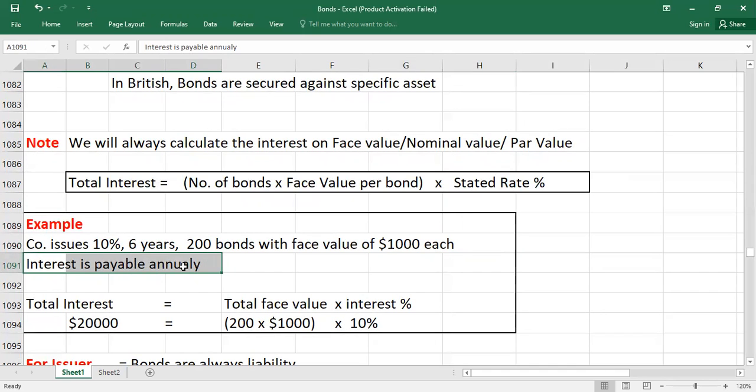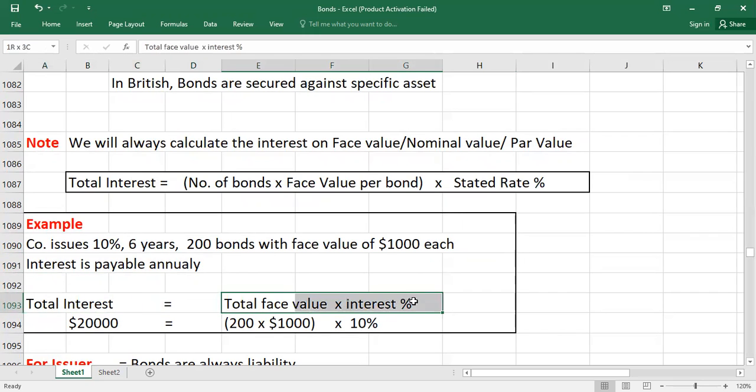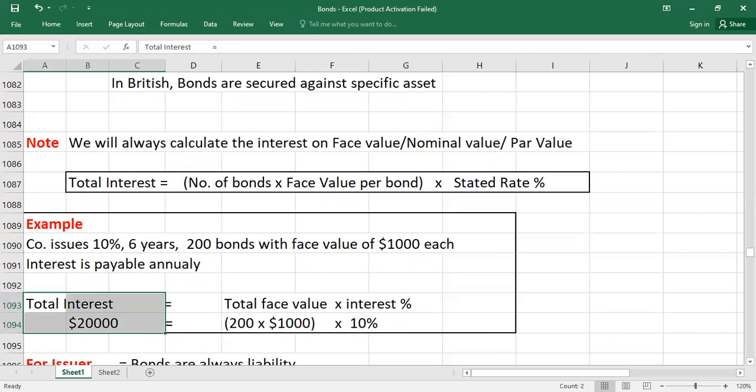So if interest is payable annually, how can we calculate the interest? Simply, we need total face value multiplied by interest percentage. To calculate the total face value, you have to apply this formula: number of bonds multiplied by face value per bond. Here the number of bonds is 200 and face value per bond is 1000, and the rate of interest which is stated on the bonds is 10%. So this is how you will get the total interest value.